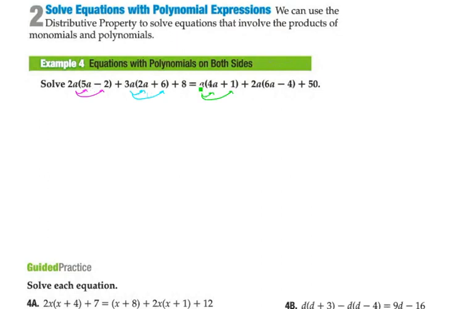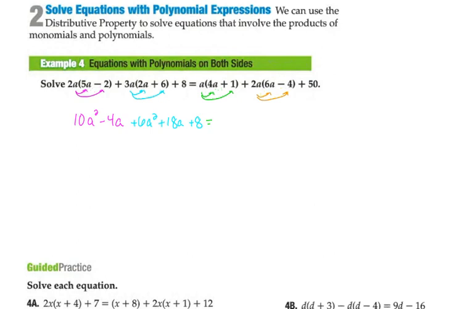Notice there's an equal sign right there, so we have to keep that in mind once we start dealing with that. Okay, here we go. I have 10a squared. I have negative 4a. Then I have a positive 6a squared. I have a positive 18a. I'm adding an 8 to that.